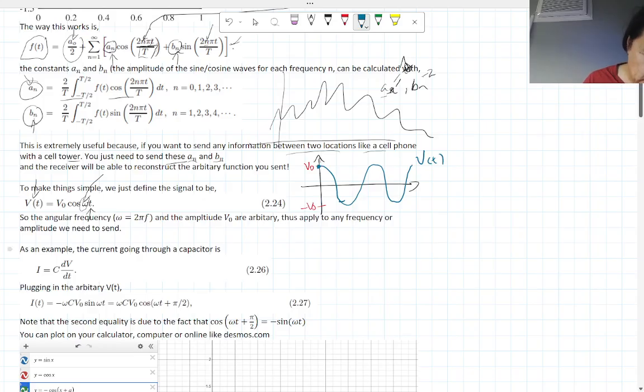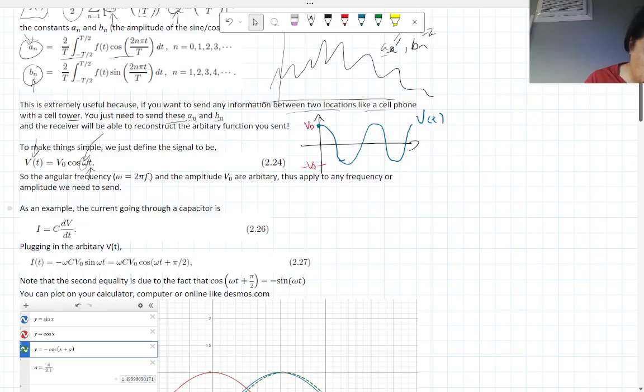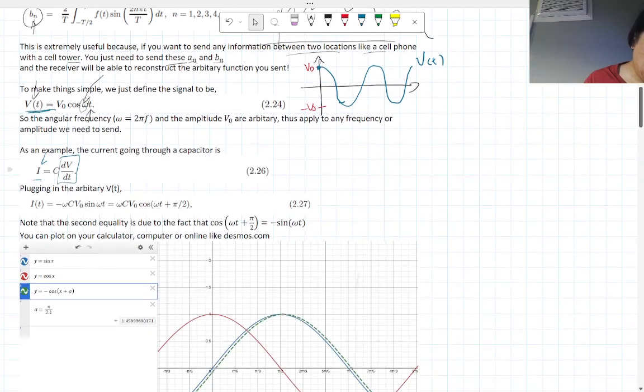Just as an example, suppose we're sending this AC signal, which is equivalent to an alternating current because it's a time varying voltage. We're sending the signal through a capacitor. Remember, you can calculate the current through a capacitor by differentiating the voltage with respect to time and then multiplying by the capacitance.